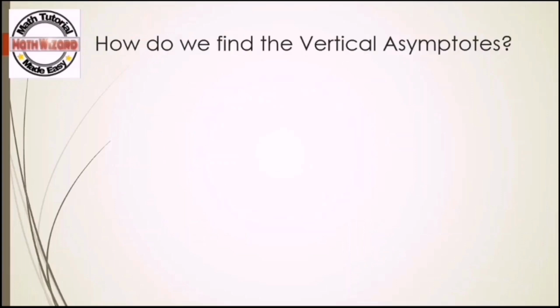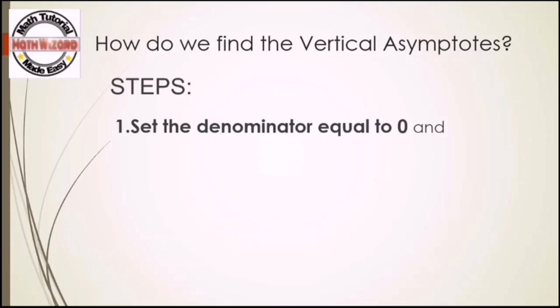Okay, so these are the procedures and how we are going to find the vertical asymptotes. Step 1. First of all, what you will do is to set the denominator equal to 0. So we equate the denominator to 0. And after that, we need to solve for the value of x. Okay, now let us try this one.